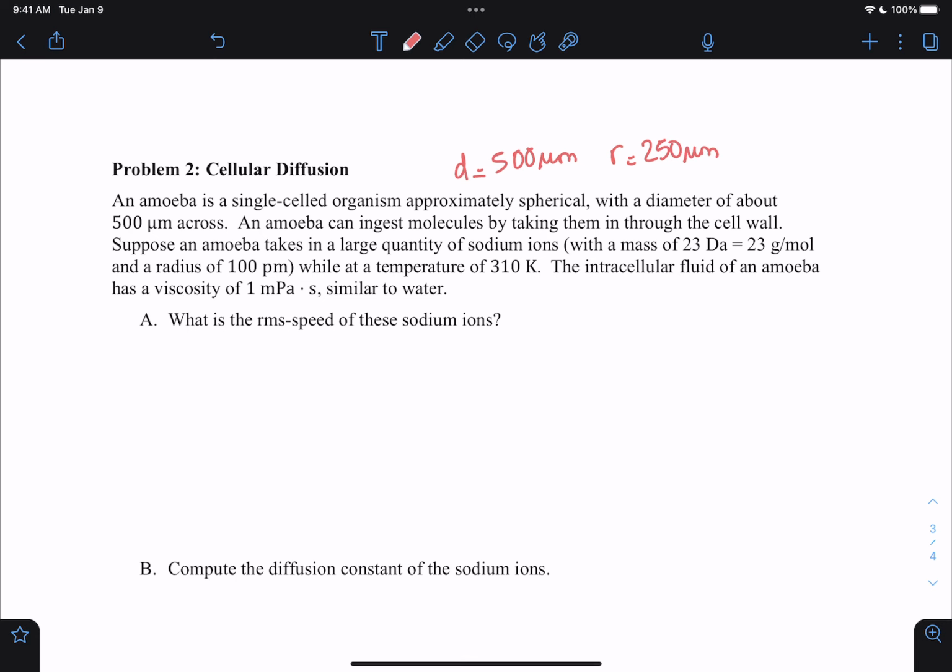Is it frozen still? All right, one second. There we go.